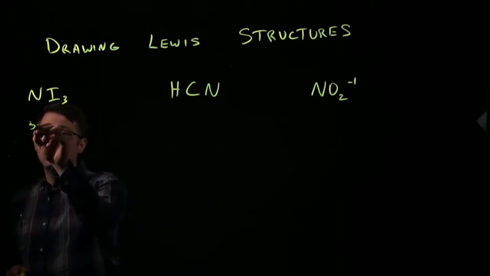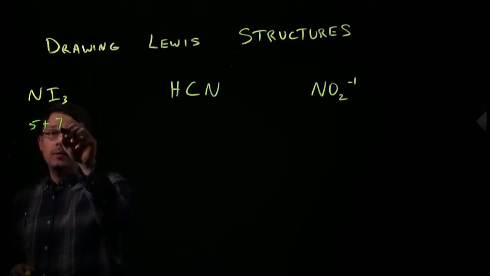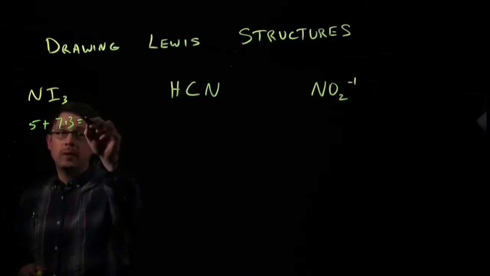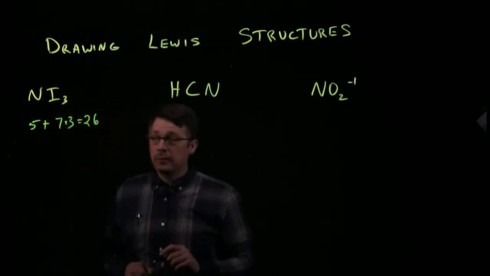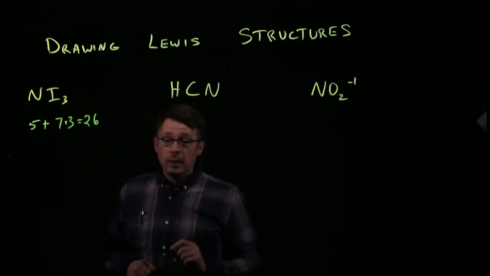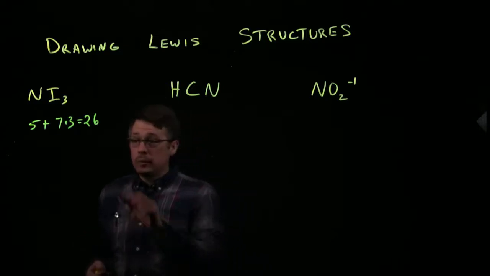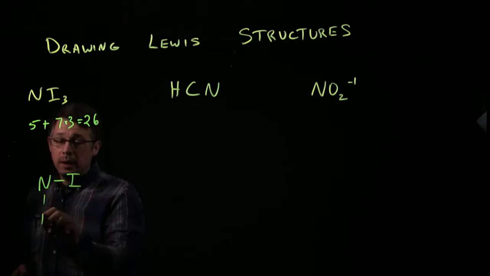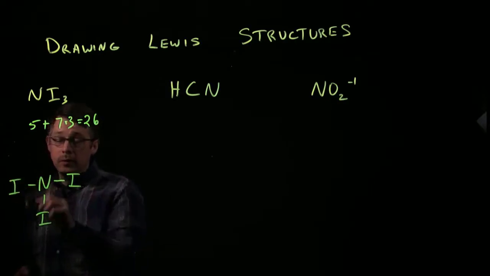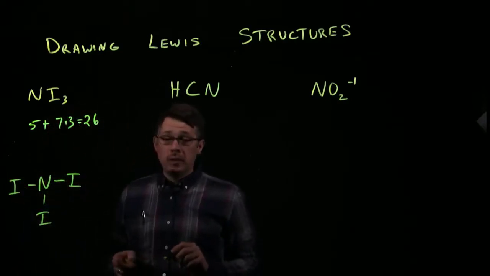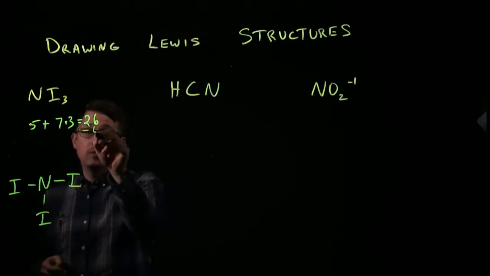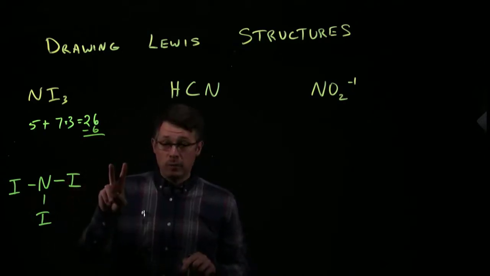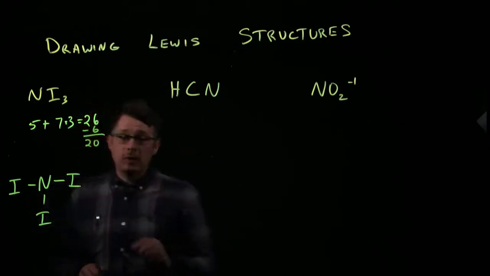So nitrogen is in group 5, and iodine is in group 7, and there's 3 of iodines. So we have 21 plus 5, or 26 valence electrons. Now, after we figure out the number of valence electrons, we pick a central atom, which in this case is written first, nitrogen, and we use a single bond to connect all of the terminal atoms. We want to always be keeping track of the electrons we're using, so we used up 6 to make these bonds, because each bond is worth 2 electrons. So we have 20 electrons left.